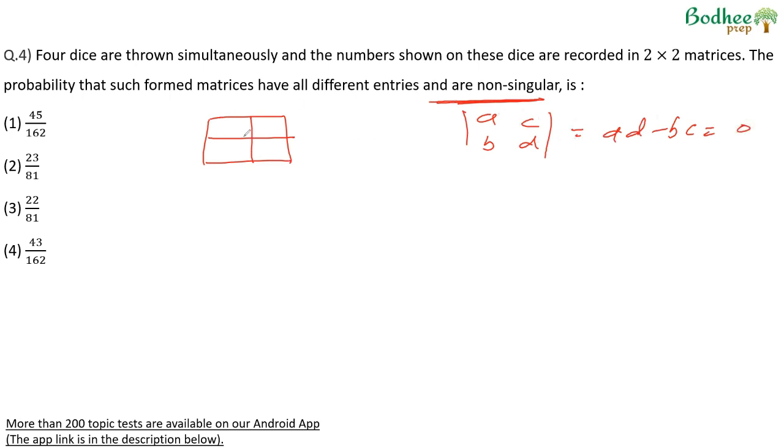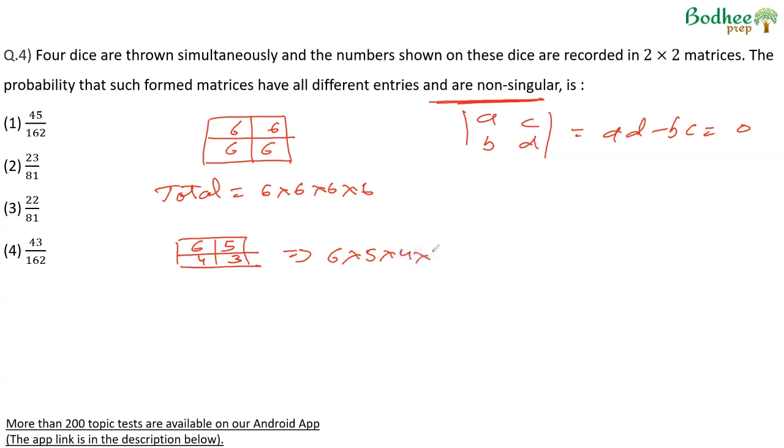Now, total ways of filling this will be, dice numbers are filled as 6 into 6 into 6 into 6. Total possibilities is 6 into 6 into 6 into 6. In terms of favorable cases, all entries have to be different. So if there are 6 options here, 5 here, 4 here, 3 here, which is 6 into 5 into 4 into 3, which is 360.